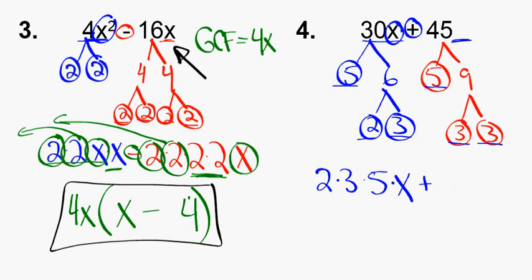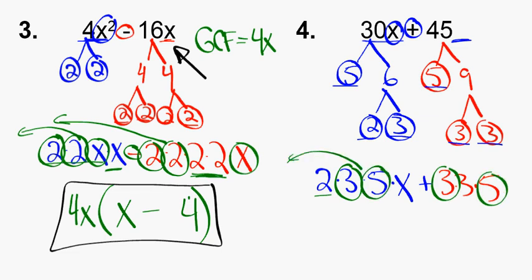I'm going to change those to red so they match the rest of our problems. What do they have in common? I don't see any 2's, but I do see a single 3, and I see a 5 in common. So 3 times 5 is the GCF. 3 times 5 is 15. So the GCF is 15. That's what we're factoring out.